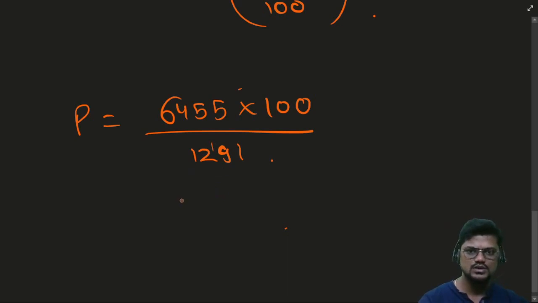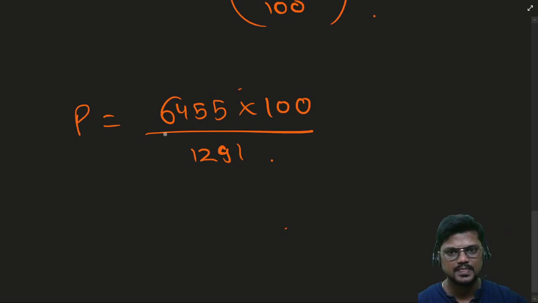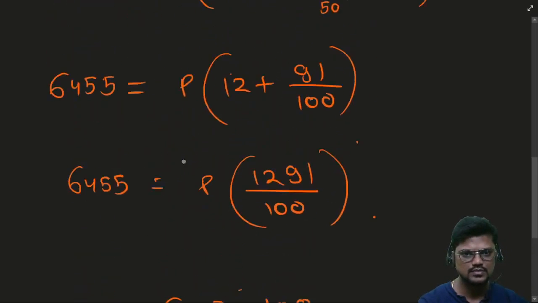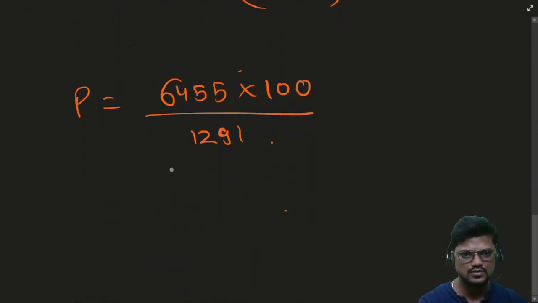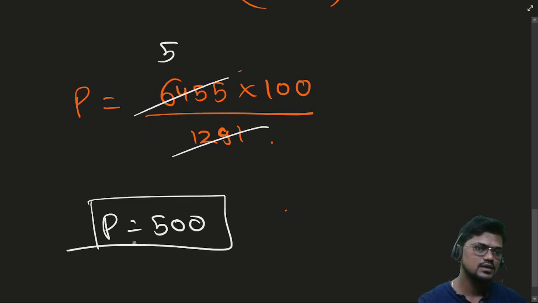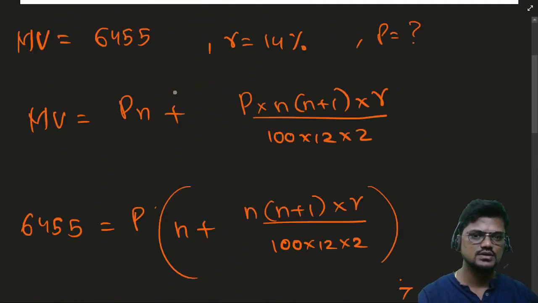No, it does not go. So this goes in which table? 2 plus 9 is 10, 11, 12. It goes in the table of 3. So no, it does not go. 2 plus 9 is 11, 12, 13. It is. Sir, 1291 into 5 is equal to 6455. Okay, fine. So it is 5. So the value of P is 500. So the value of P is 500.